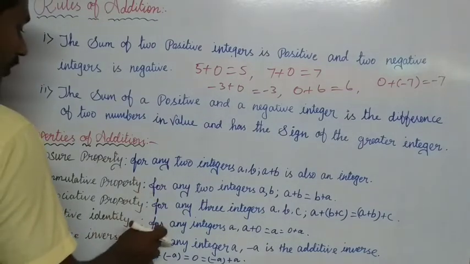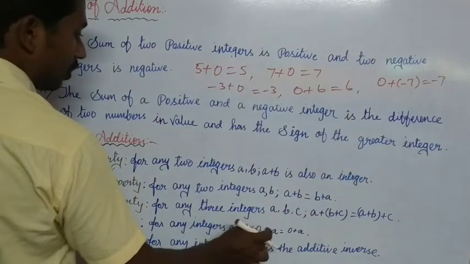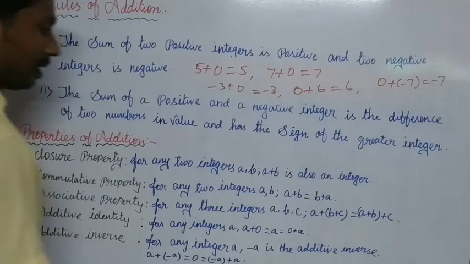So for any integer a, a plus 0 is equal to a is equal to 0 plus a.